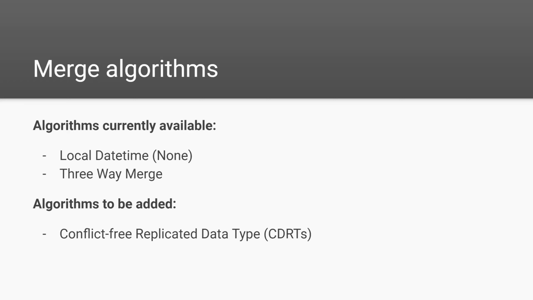So 3-way merge basically takes 2 versions of a document and searches for a common parent, and then it uses those 3 files in order to merge into one file. This is probably the best way of merging files, but using 3-way merge, as I will tell you later, it uses a lot more memory than local datetime, which is basically using no algorithm.